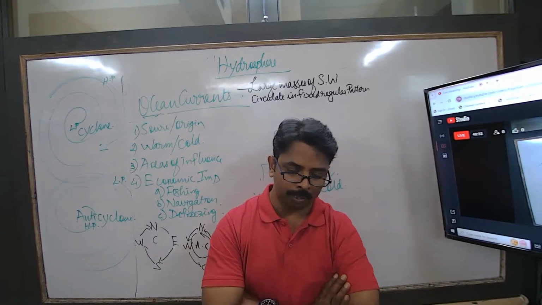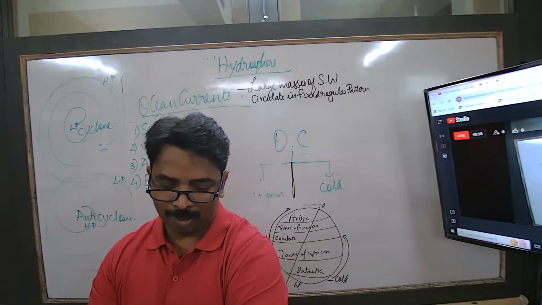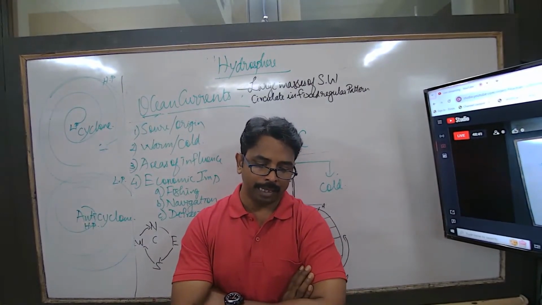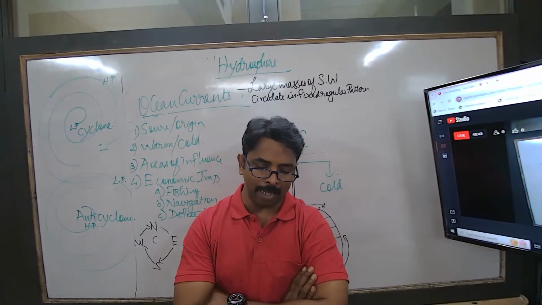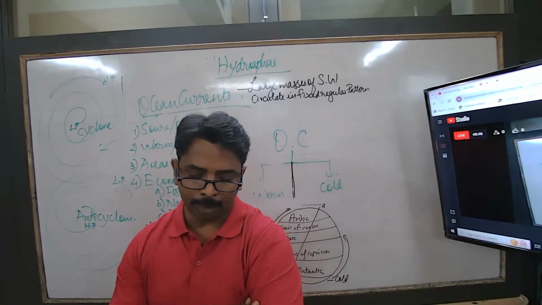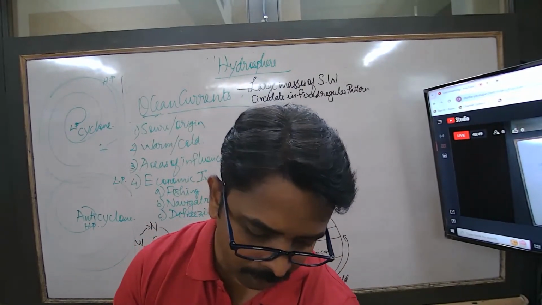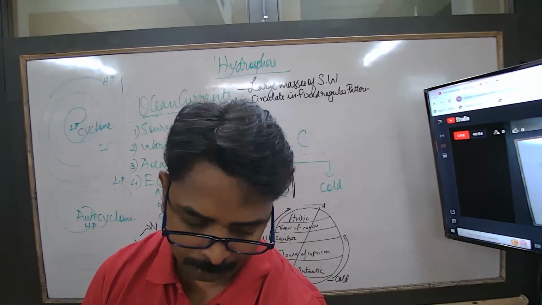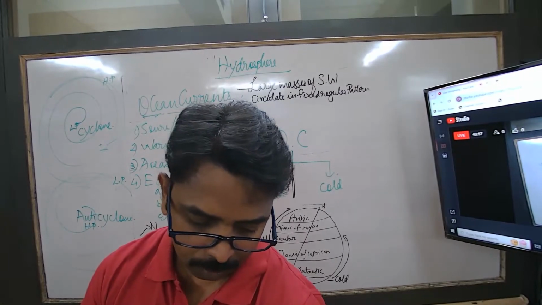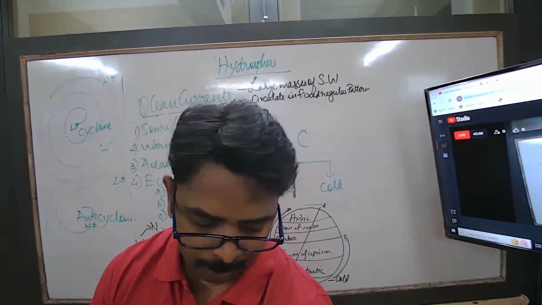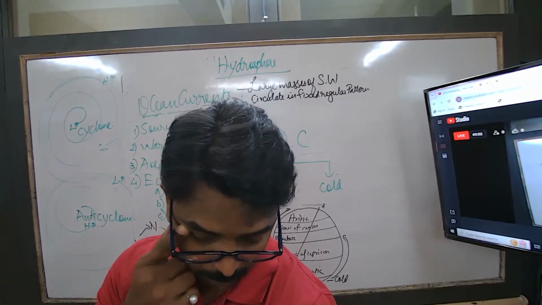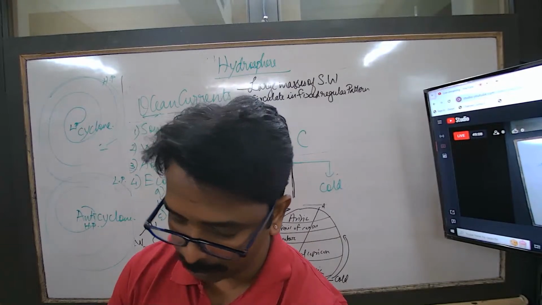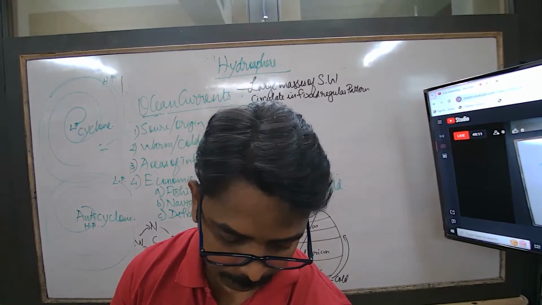Okay. Point number 1. It runs from Grand Bank to Western Europe. Second point, it is a warm Atlantic Ocean current.